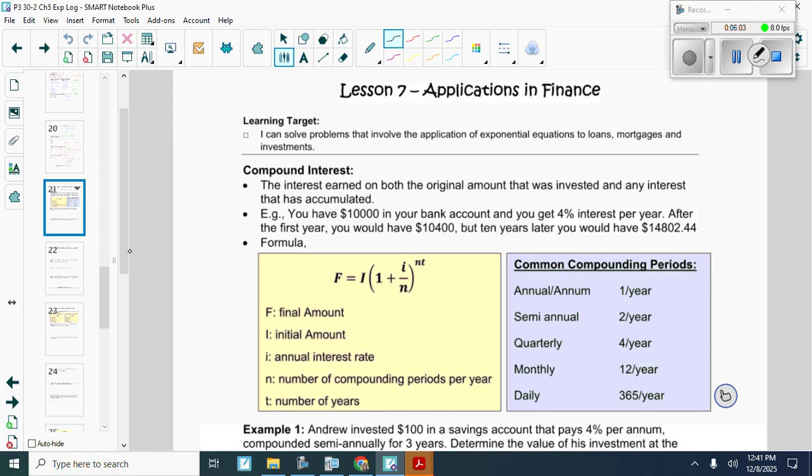All right, let's take a look. Finance is always a good thing to understand and to be knowledgeable about, because you want to be able to make some good investments. You want to make sure that you're putting your money into things that are going to give you interest on your interest.